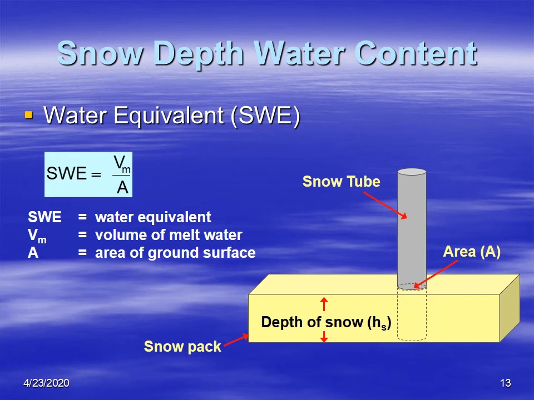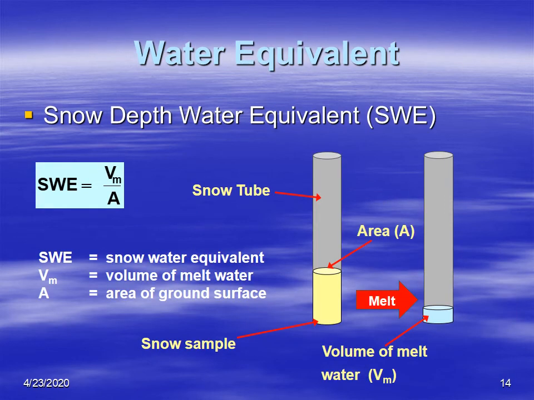Here it says it's the volume of the melt water divided by the area. But what we do, remember the area is constant, so it's really just the depth of the water from a particular measurement of snow, or a depth of snow. So here's our depth of snow. We take it inside, we melt it, we get water, and then we already measured how deep the snow is on the ground just with a ruler. And then we measure the water in the can after we melt it, and that is our snow depth water equivalent.